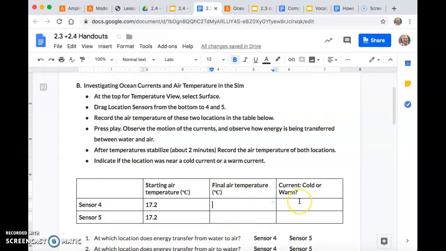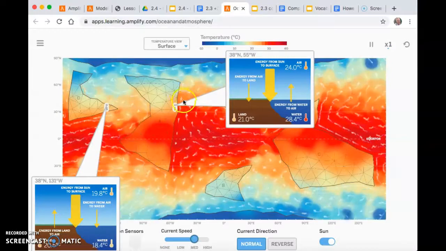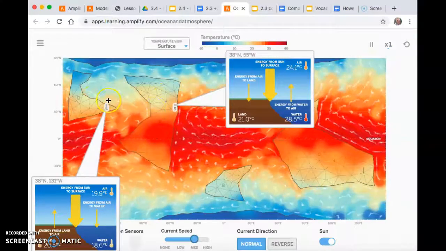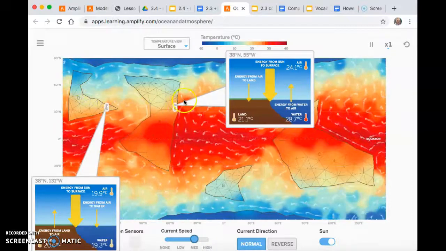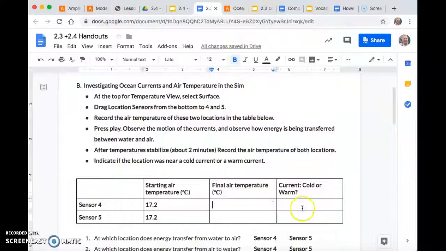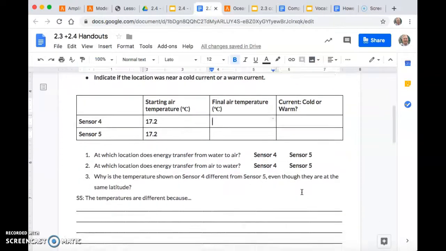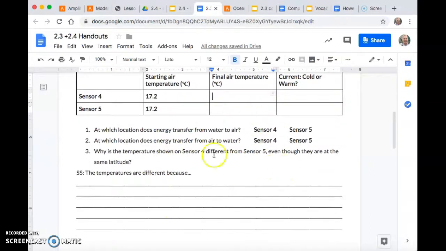And then indicate if the location was near a cold current or a warm current. So you'll go back and look, where's the current coming from? Is it cold or is it warm? So all you'll have to do is put cold or warm in that table, and then you can answer the questions about your data. Good luck.